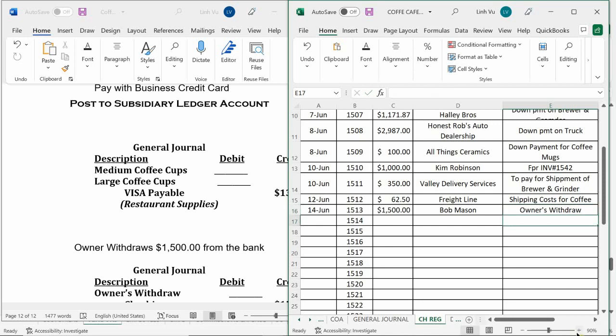Owner's withdraw. Okay? Because in this case, if he just goes to the bank and rips that money out, there's no paper trail except that he made a withdrawal. But the thing is, what is he going to do with that $1,500? If he deposited it into his own bank account, then that's where it's like, well, you just stole from your own company.